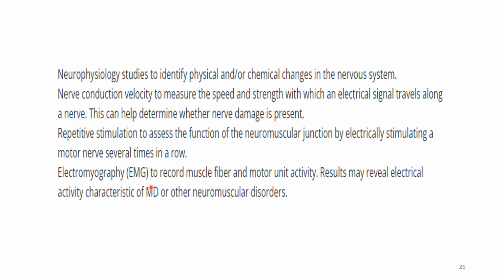And EMG can also be done, that is electromyography. It will record the muscle fiber and motor unit activity. Results may reveal electrical activity characteristic of muscular dystrophy or other neuromuscular disorders. So with the help of EMG, we can classify whether the muscle is affected or actually the nerve is affected. So all these tests we can do for the muscular dystrophy patient.